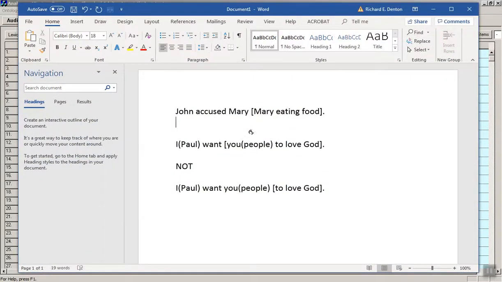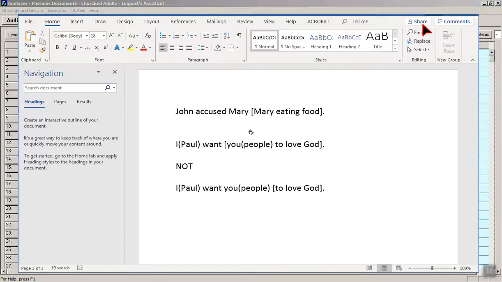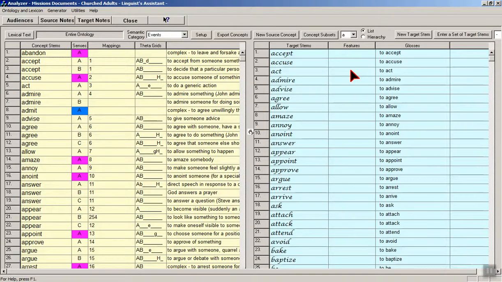Turns out that if you write the sentence like this, John accused Mary, left bracket, Mary eating food, right bracket, the analyzer will correctly interpret that sentence. The analyzer isn't perfect, and sometimes you need to make corrections, but that will come out with the right way of expressing it.